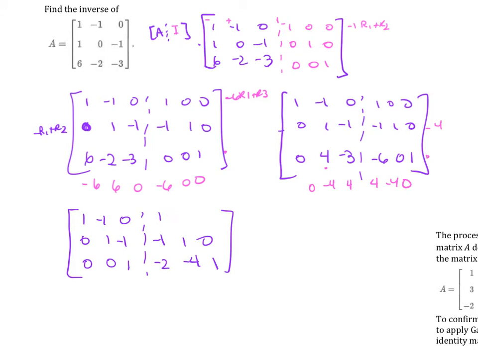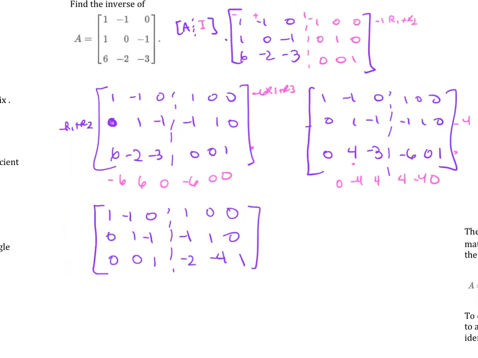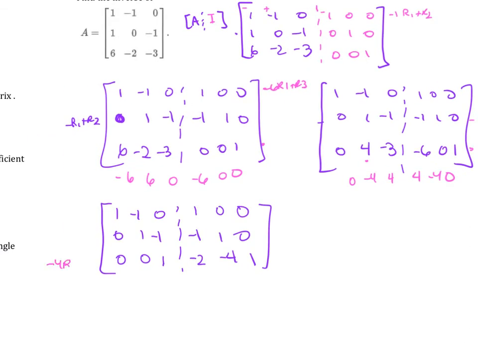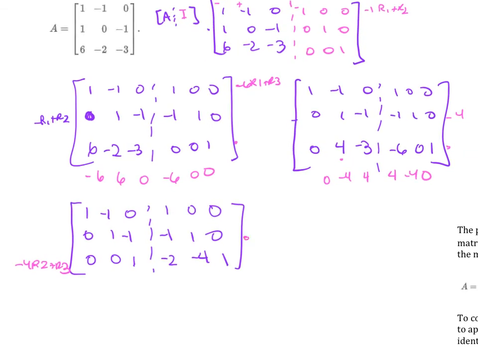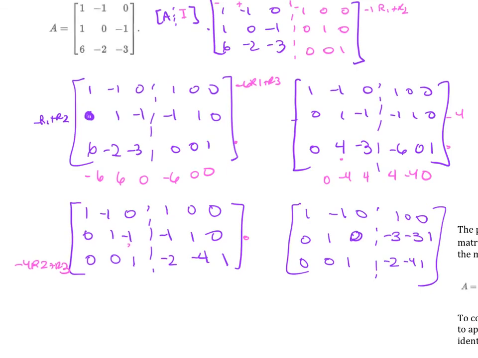Clean this up a little bit. All right, so now we just keep on going. We got that by -4 row 2 plus row 3. In order to cancel out the -1 here, I'm just going to add row 3 to row 2. So that will be 0, 1, 0, and then -3, -3, and 1. And then write the last row, 0, 0, 1, -2, -4, and 1.